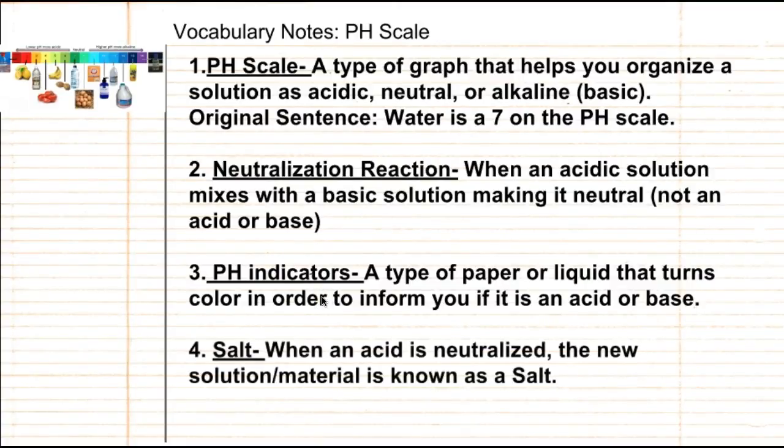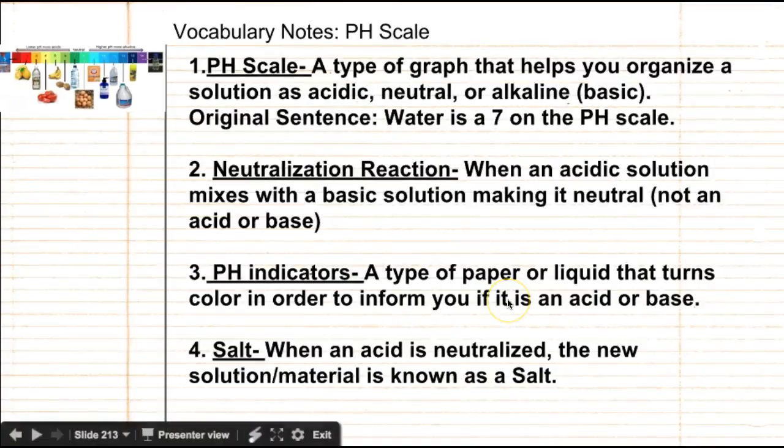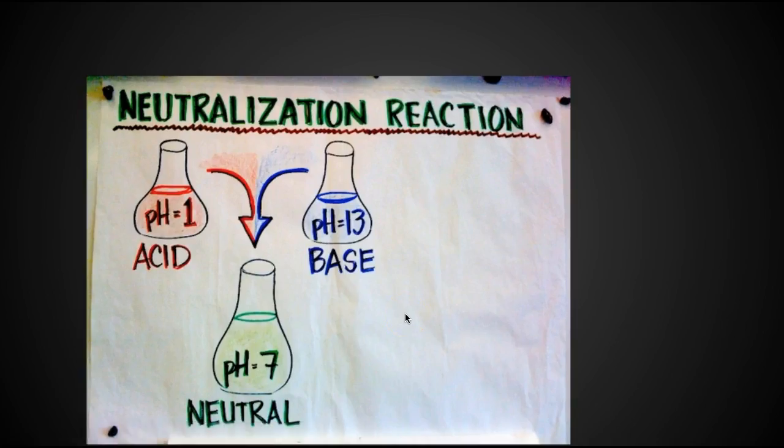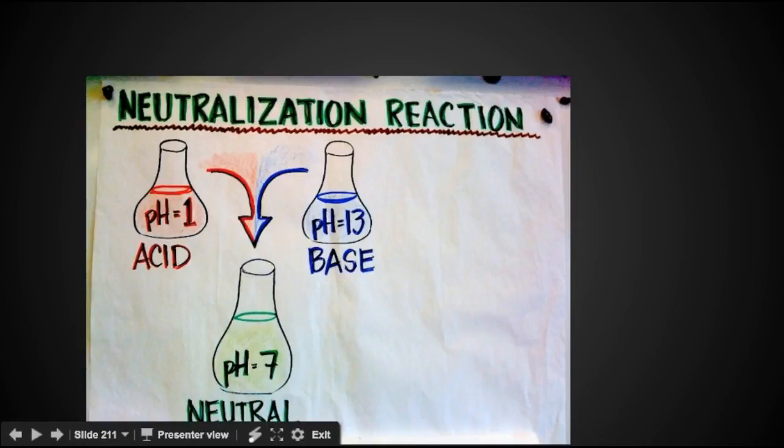A salt. Now you might think salt is only the one that you use to make the food salty, but actually salt can be different things. In science, a salt is anytime an acid is neutralized with a base. The new neutralized solution is called a salt. You don't have to draw a picture for 4. Instead, just write the word salt next to the image you did for number 2 under neutralization reaction. Just write the word salt. So whenever you have an acid and a base and it neutralizes the solution, this new solution or compound is called a salt. Alright, go ahead and finish up your notes.